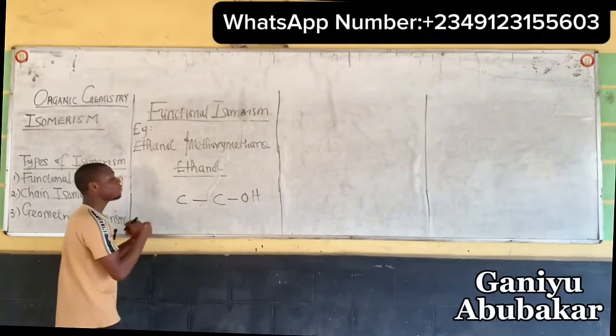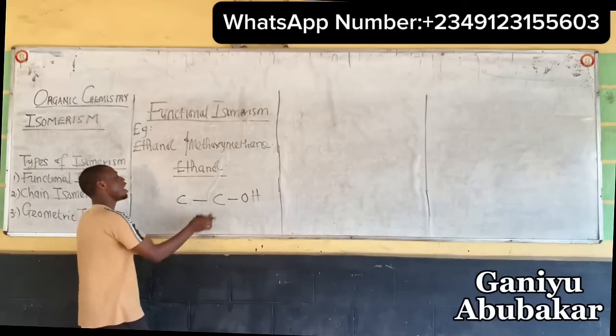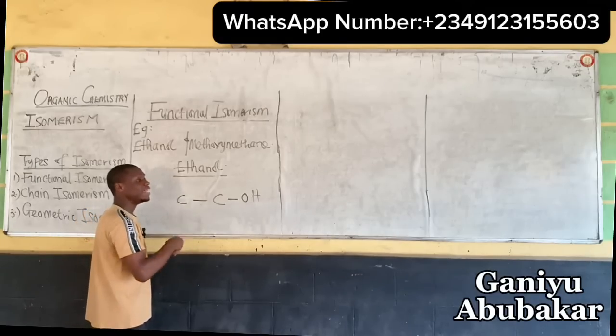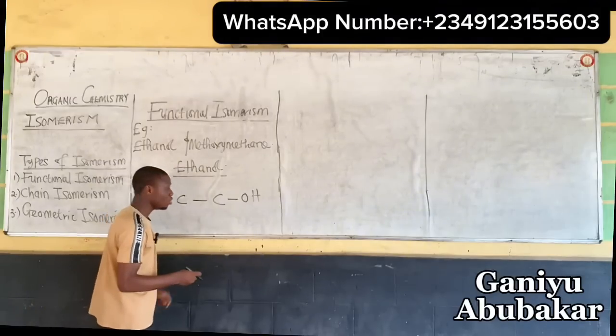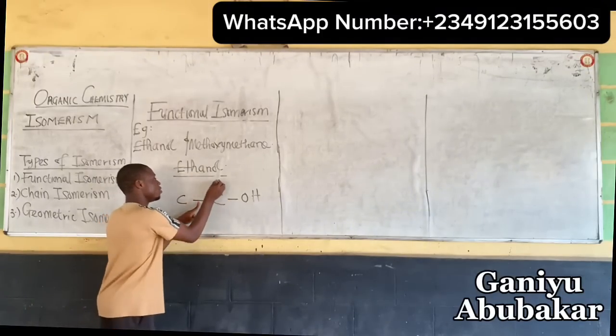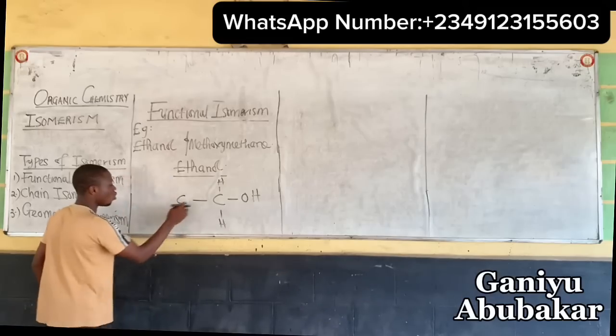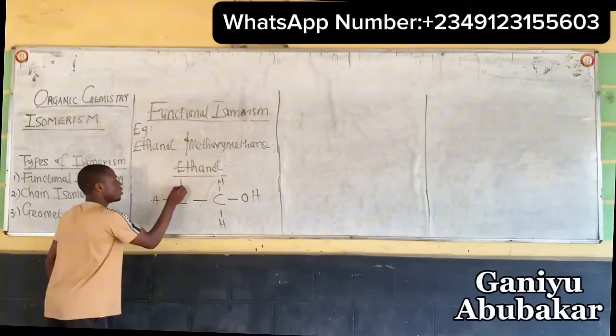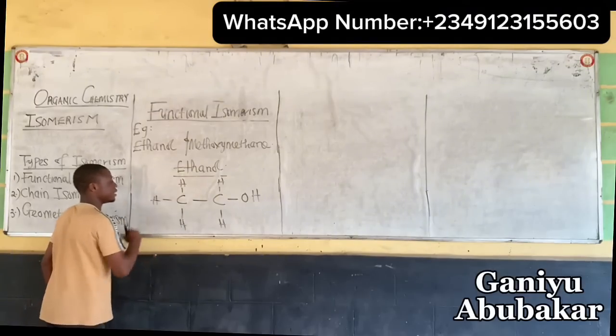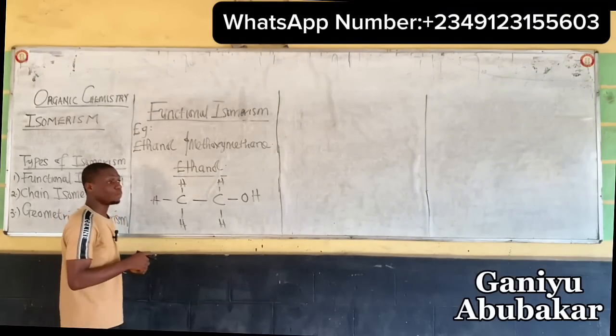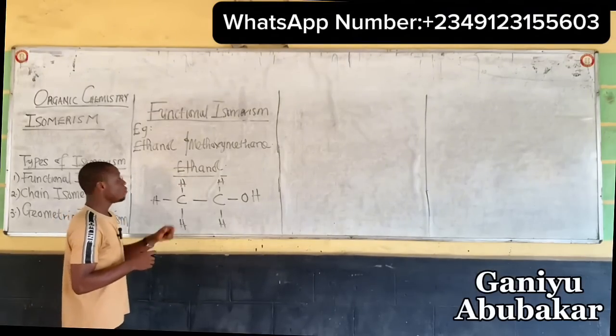Next task now, I have to balance this. We said for every carbon atom to be stable, it needs 4 bonds. This is 1, 2, 3, 4. This one is balanced. This one, 1, 2, 3, 4, is balanced. This is the structural formula for ethanol.